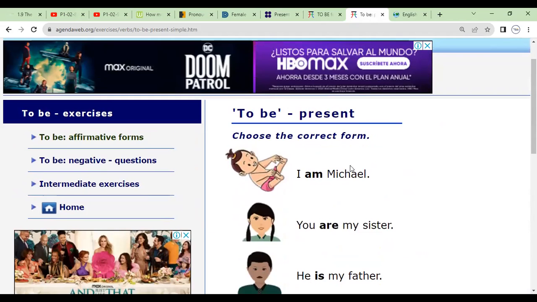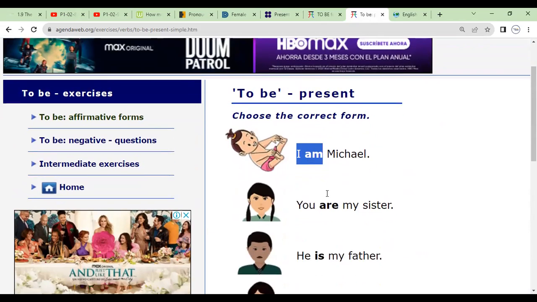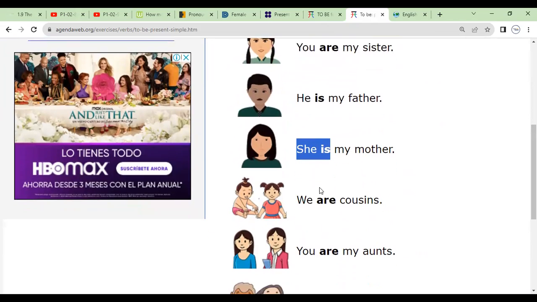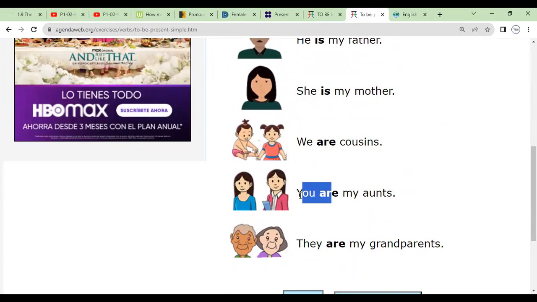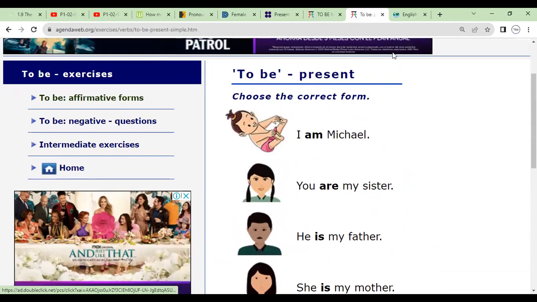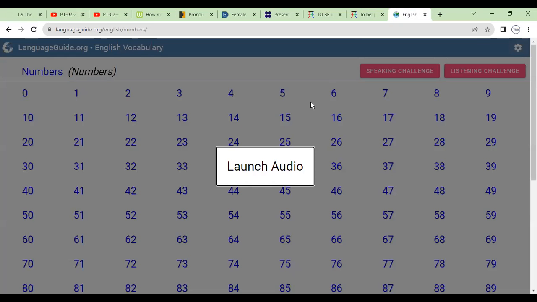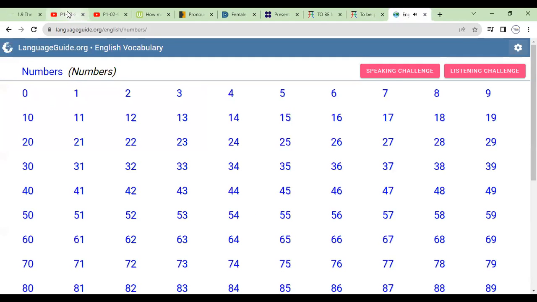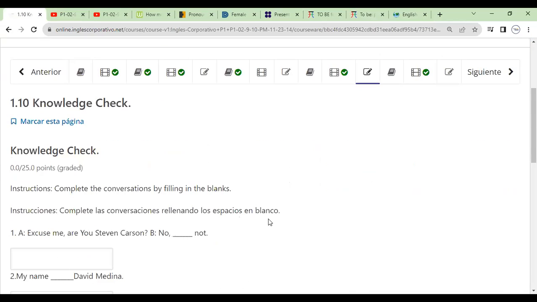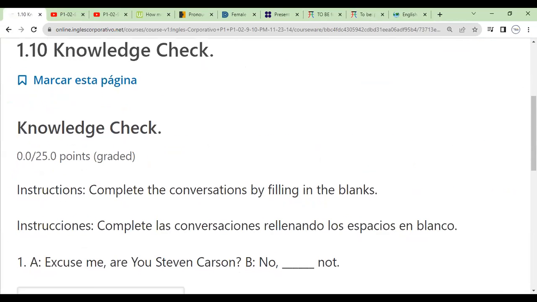So remember, when you want to make questions, you say, am I? If you want to make a question over here, are you? Are they? Excellent. Are they my grandparents? Are they my aunts? Are they my cousins? Etc. Right. So actually, this is what we have just started, and I will ask about it tomorrow also. Now, we're going to learn numbers, but before going to that, we're going to finish with this exercise about the verb to be. Let's see another exercise.